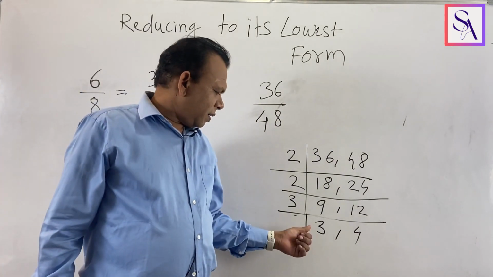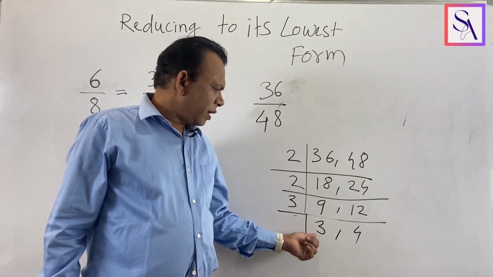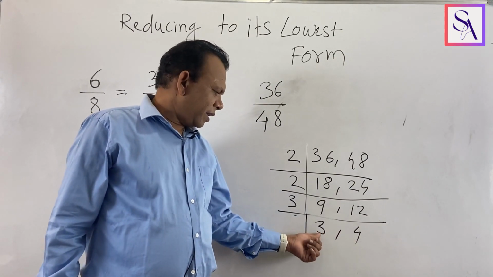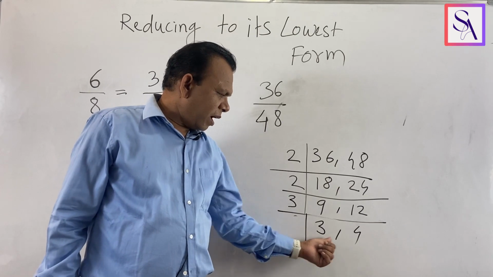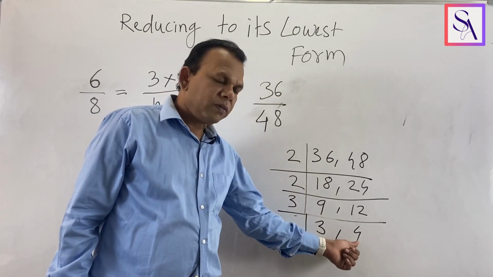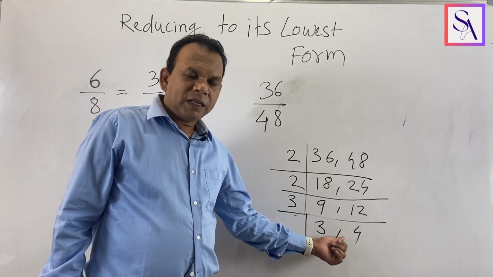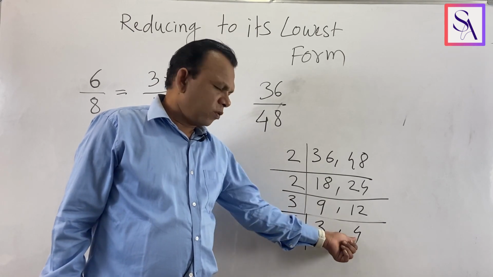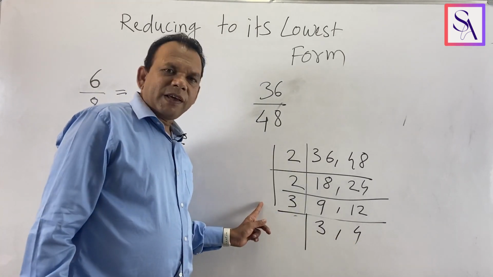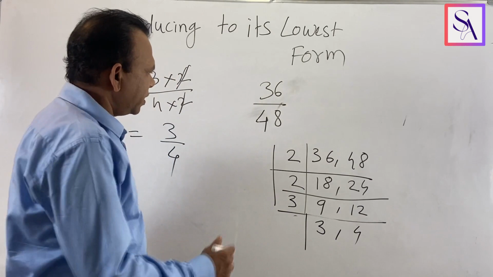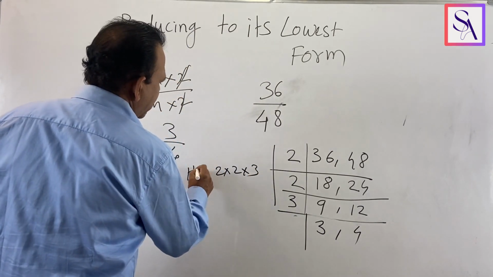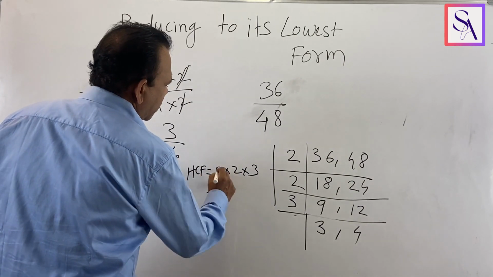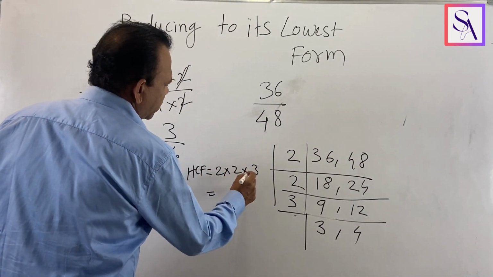Now 3 is not a number which will divide 4, right? 3 will divide 3 but will not divide 4. So we have to find a number which will divide both 3 and 4. Is there any number? There is no number which will divide 3 and 4, right? So this is our HCF, 2 2 3. So 2 into 2 into 3, 2 2s are 4, 4 3s are 12.